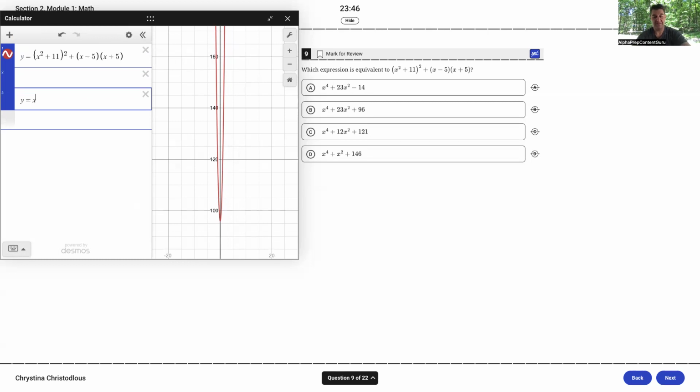Y equals x to the 4th plus 23x squared minus 14. That does not land exactly on top of it. It is not the answer. I'll go ahead and I'll take this and I'll turn it to plus 96. That looks like it is absolutely the answer. It looks like it lands exactly on top of it.